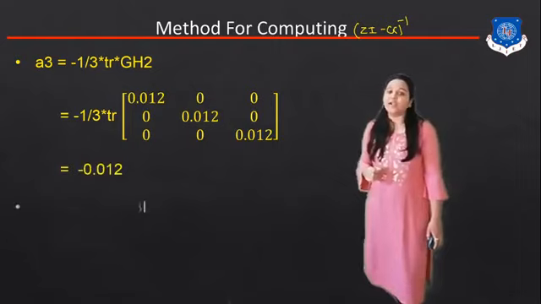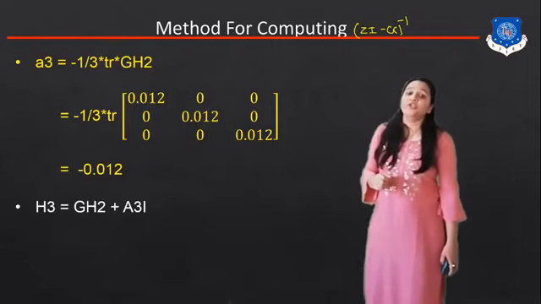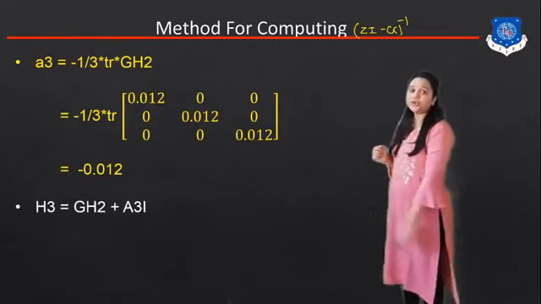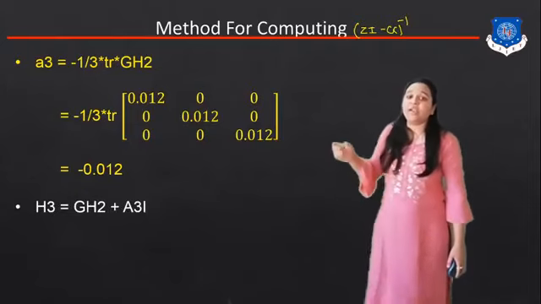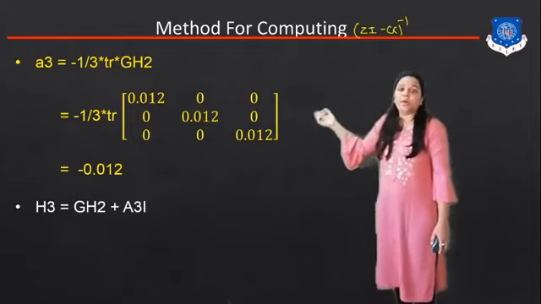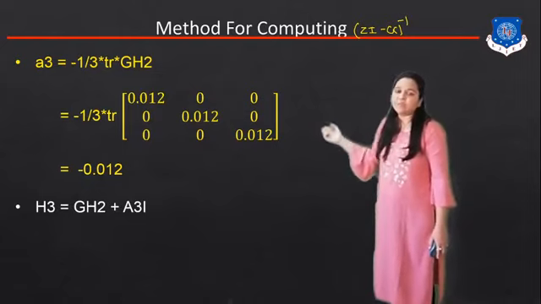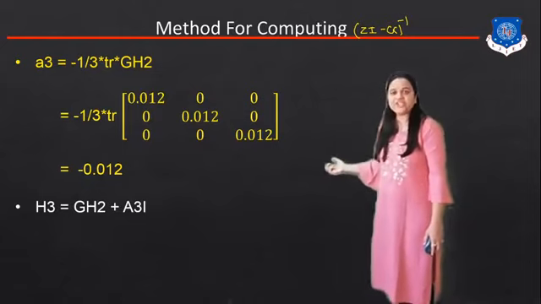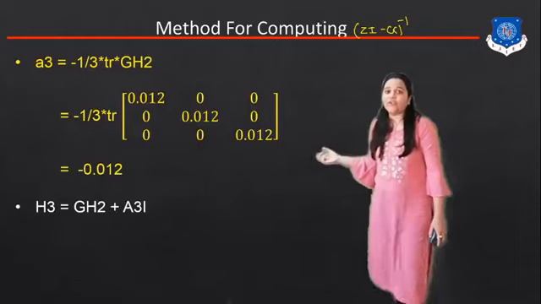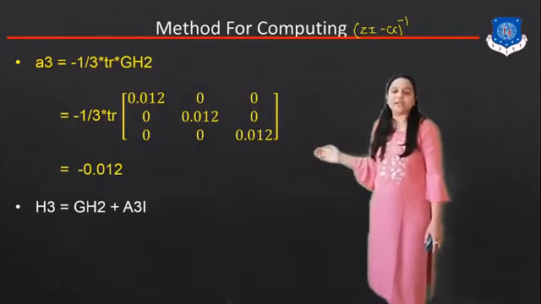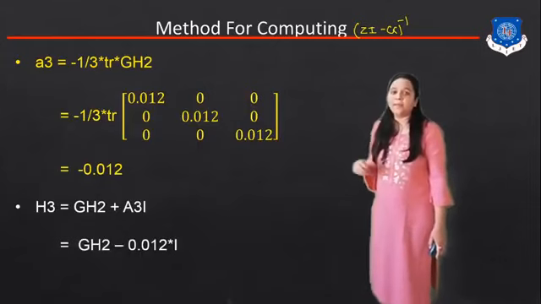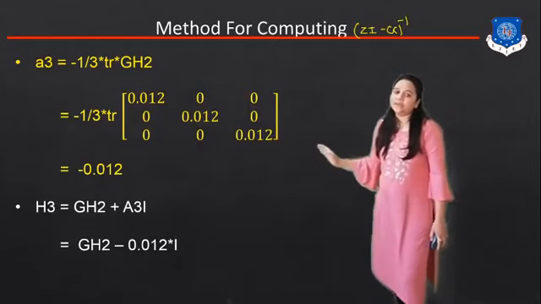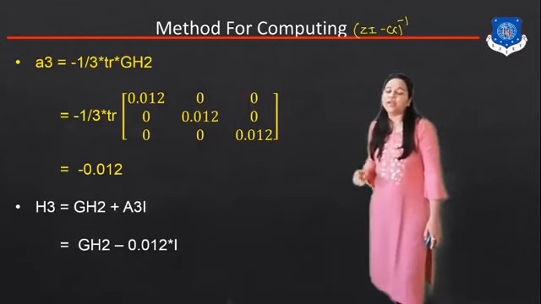Now next we have to find the value of H3. So H3 is equal to GH2 plus A3 I. Put the value of GH2 that we have already found in the above equation. So directly put this matrix in the H3 equation. The value of A3 is equal to minus 0.012 and the I matrix, so we get GH2 minus 0.012 into I.